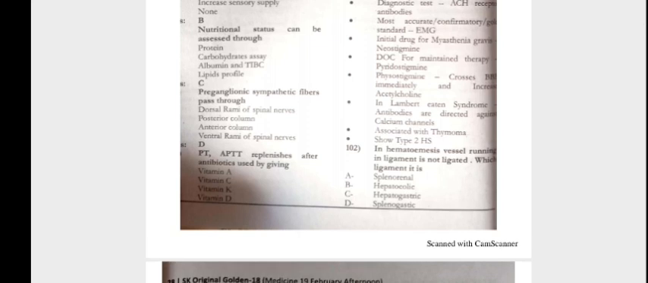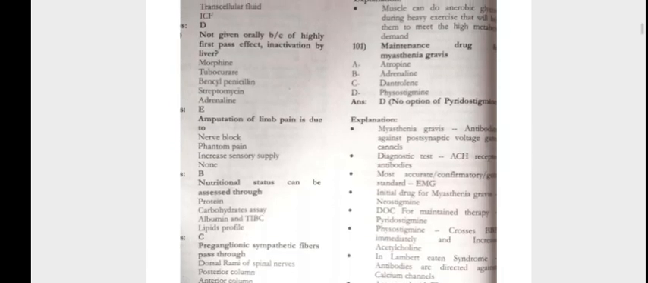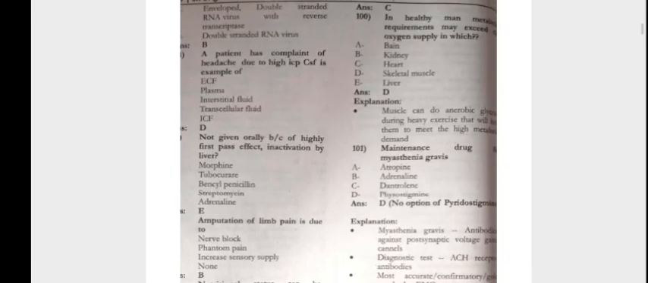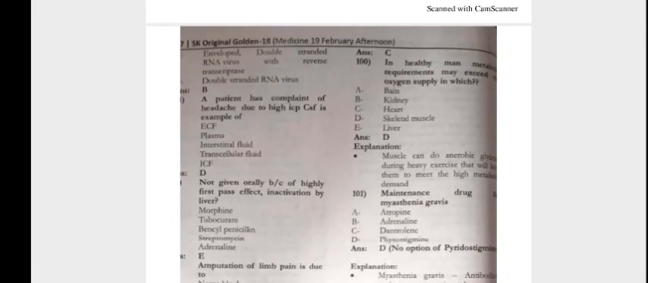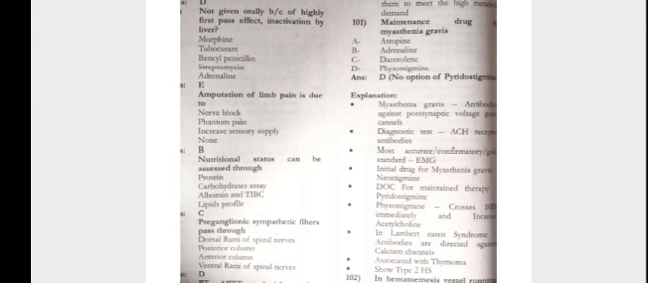Preganglionic sympathetic fibers pass through ventral rami of the spinal nerves. PT, APTT replenish after antibiotics used by giving the vitamin K. Next, in healthy man, metabolic requirements may exceed the oxygen supply, in which there is a skeletal muscles, and the maintenance drug in myasthenia gravis is the physostigmine.